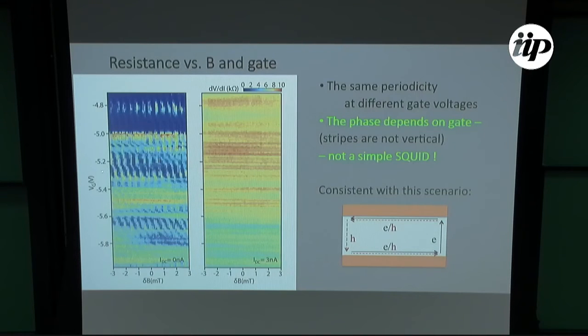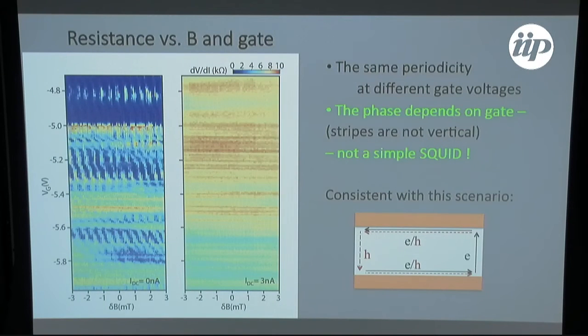I'm showing here the resistance of the sample, resistance as a proxy for measuring supercurrent, since I cannot easily present a full three-dimensional map as a function of gate, field, and bias. I'm taking two cuts, at 0 bias and at finite bias, 0 nanoamps and 3 nanoamps, to show the map of resistance in the state where the supercurrent is suppressed. That is not a normal state yet, because the leads of the junction are still superconducting, but the supercurrent in the junction is suppressed.